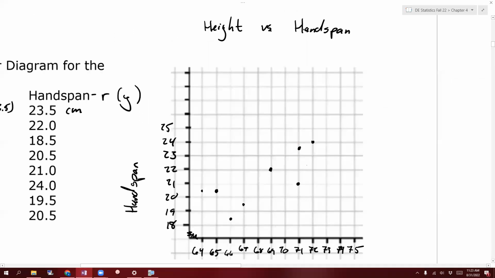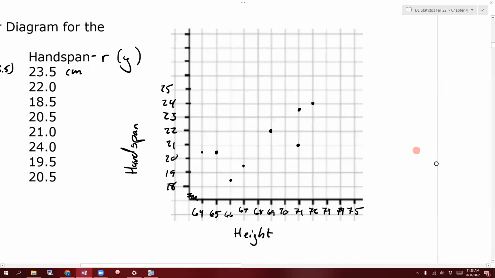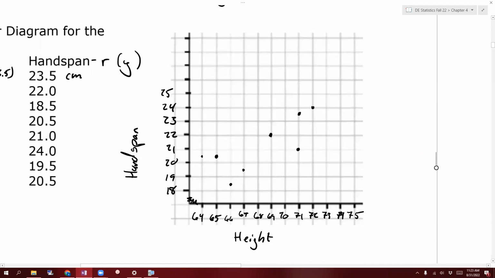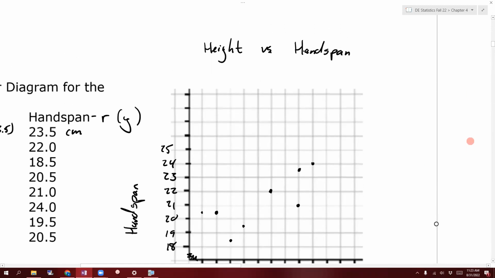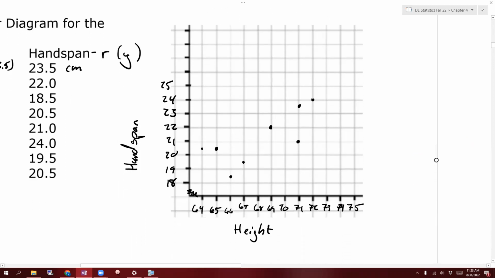All right, so we've plotted all of our points. We've made sure to label both the X, Y axis and give our graph a title. So labeling is going to be fairly straightforward. You're just naming which variables you have for our explanatory and our response. So our explanatory variable is height. Our response variable is hand span.